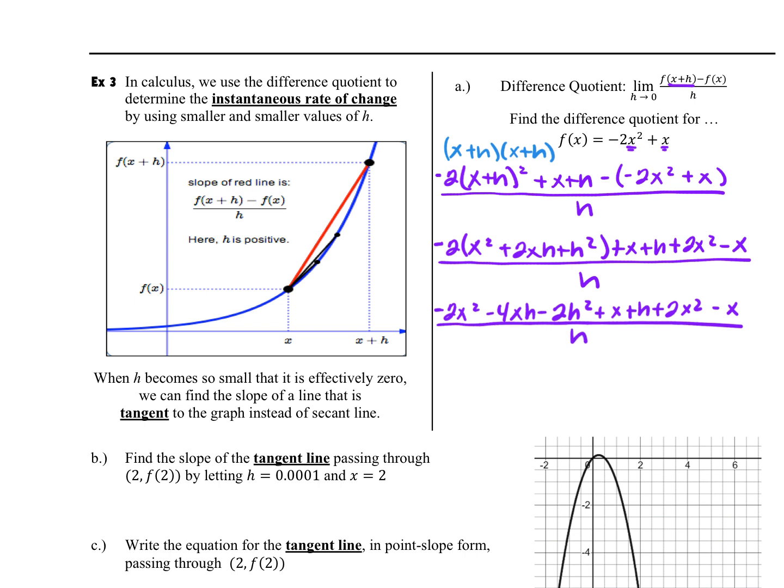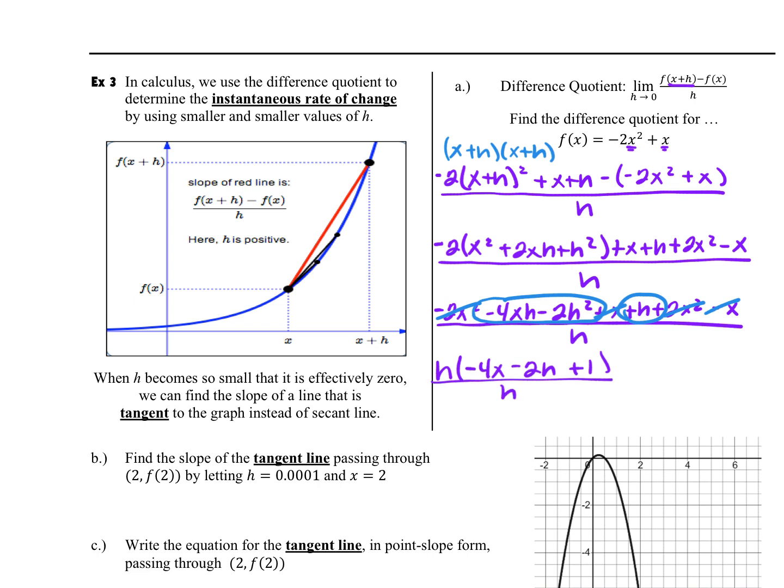At this point, we should start to see some things cancel. So I've got a negative 2x squared and a positive 2x squared. I have a positive x and I have a negative x. Everything that's left over has an h in it. So all of this has an h, and then I still have this h here. Everything that you have left at this point on a quadratic should have an h in it. What I'm going to do is factor the h out of that. So if I factor out the h, I'm left with a negative 4x minus a 2h plus a 1, and that's all over h.